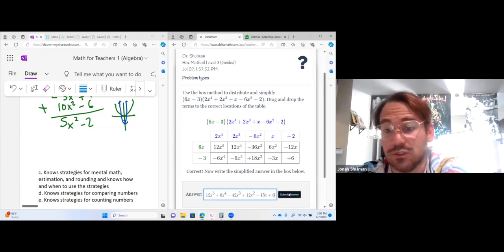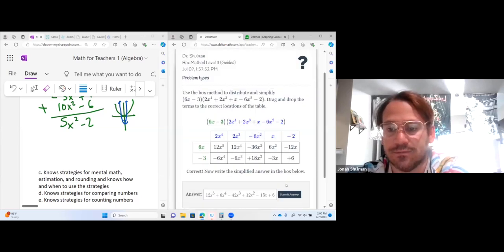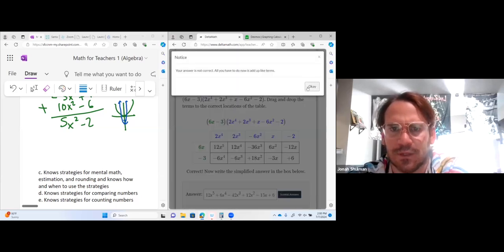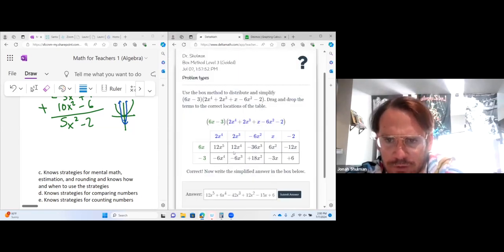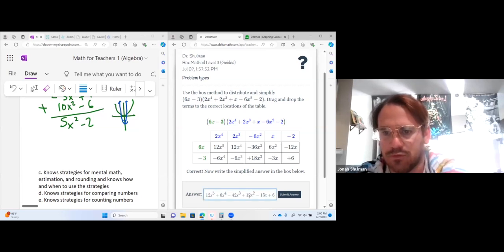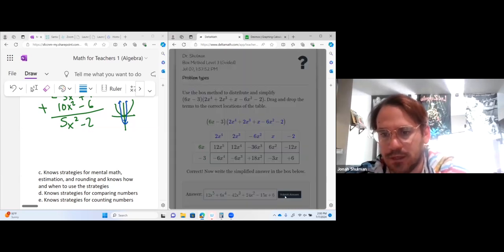And you can show a student what this looks like. This is a crazy polynomial. Your answer is not correct. All you have to do now is add up the like terms. I missed one. 12, positive 6, negative 42. That's right. Positive 12. Oh, there it is. Positive 24. Thanks for telling me. My bad.